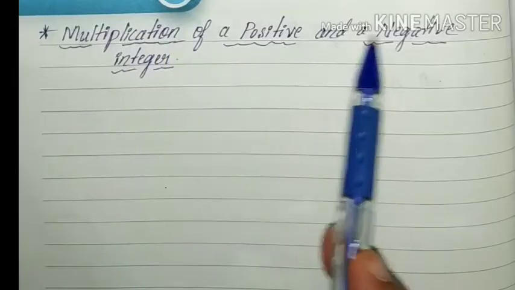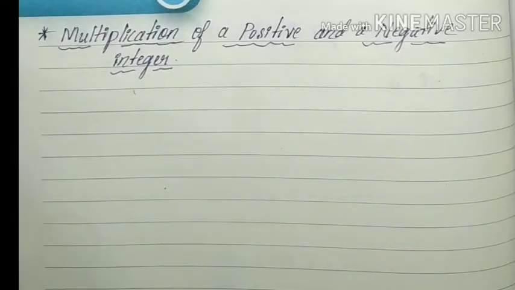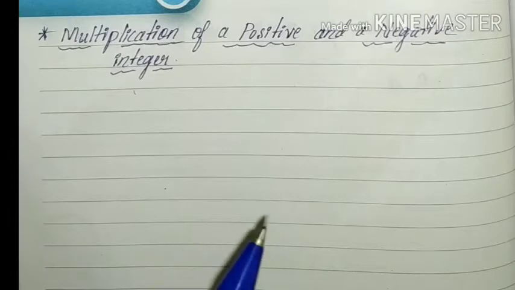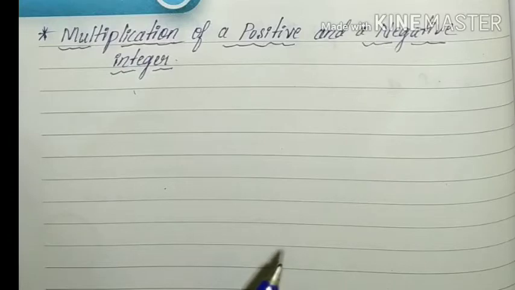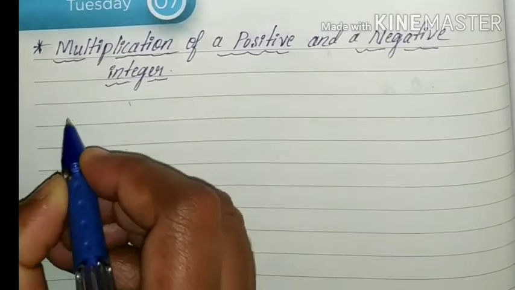Multiplication of a positive and a negative integer. So see here, for any two integers a and b, we can say that a into minus b or minus a into b gives what? Negative integer only. I will solve some examples.